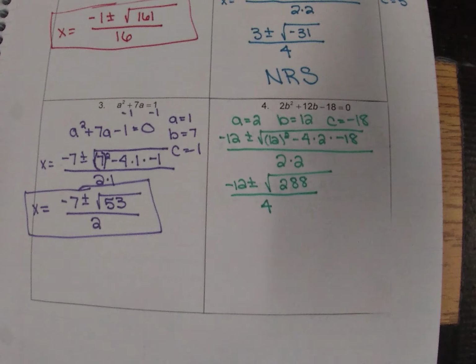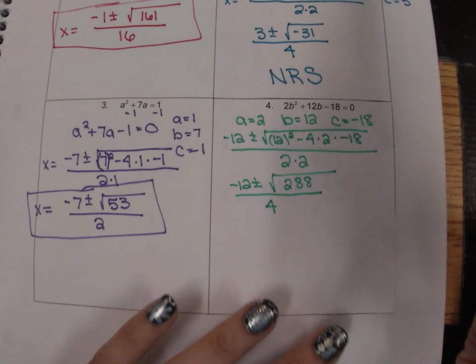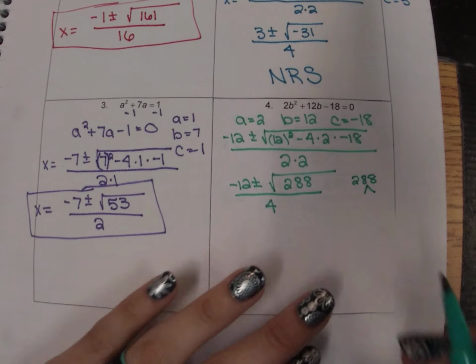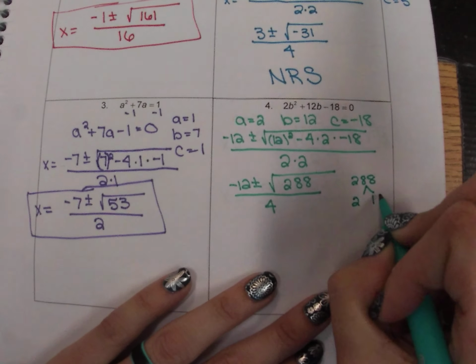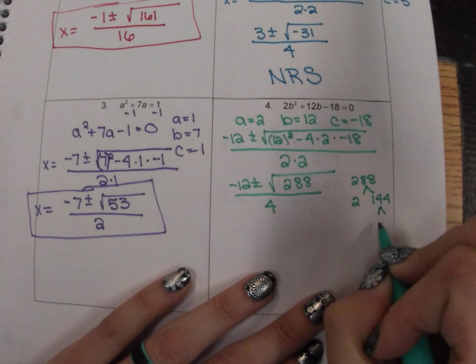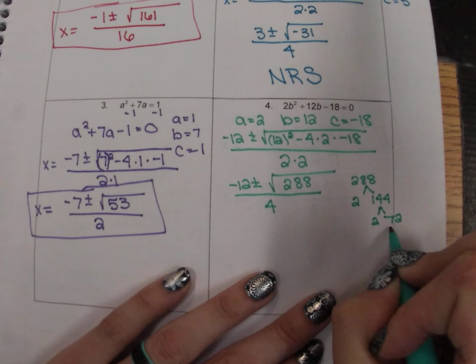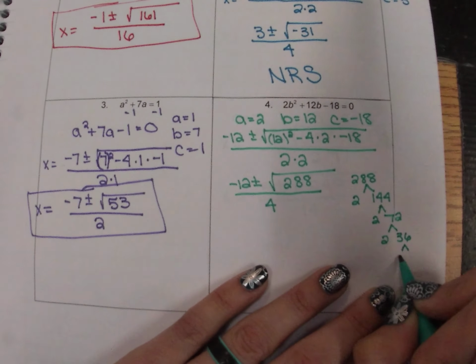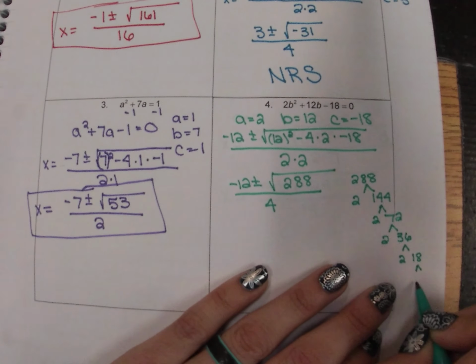Okay, but now if we check our 288, we need to get that simplified. It's not a perfect square, but it can be simplified. So we're going to take that 288 and break it down. So let's see, maybe 2 and 144, 2 and 72, 2 and 36. Oh, lots of 2's to keep straight. 2 and 18.